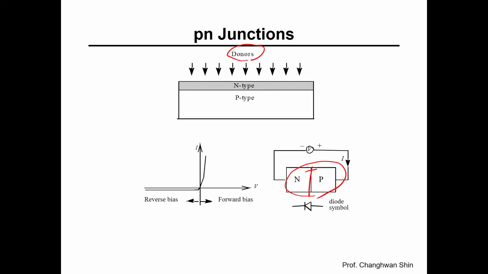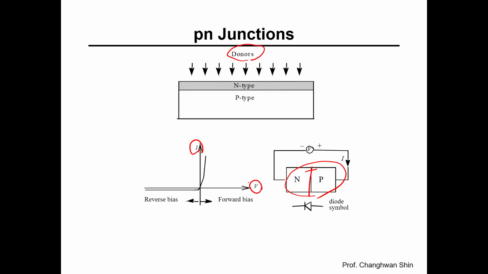And remember that donors are atoms that provide extra electrons to the semiconductor lattice. Typically, atoms like phosphorus or arsenic in silicon, which have one more valence electron than silicon needs for its covalent bonds. So as shown below, we see the current versus voltage characteristic curve of a PN junction. This asymmetric behavior is what makes diodes so useful.